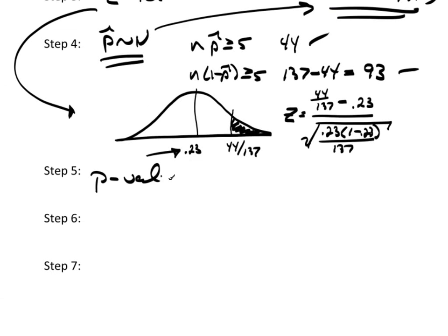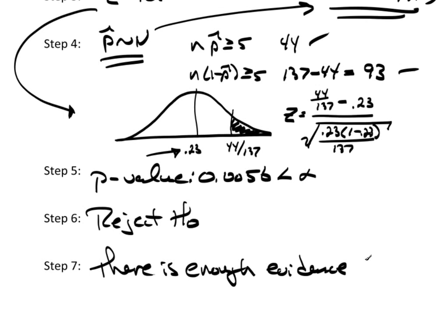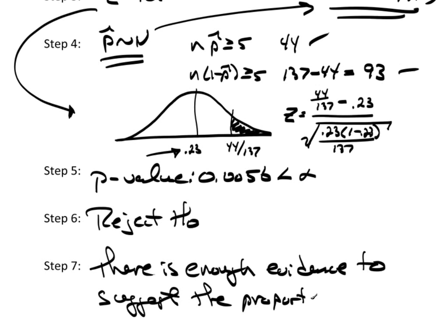So the p-value is 0.0056, and notice that the p-value is definitely less than alpha. Therefore, we will reject the null hypothesis and conclude that there is enough evidence to suggest the proportion has increased.